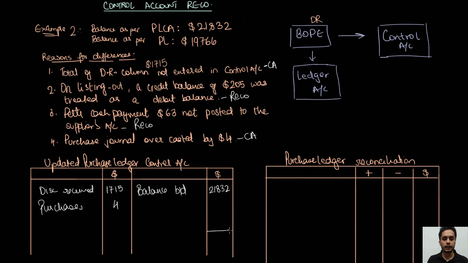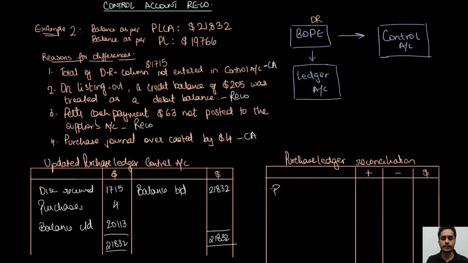Let us balance our control accounts. So 21,832. We need to calculate our balance carried down, which will be the updated balance as per the purchase ledger control account. If I deduct the total of the debit from the 21,832, what I get is 20,113.